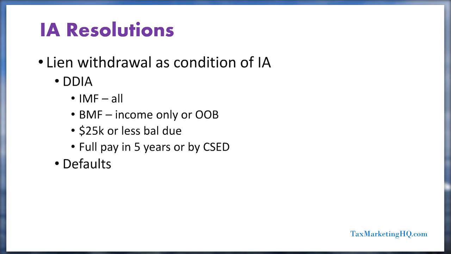So there are certain situations where a lien withdrawal is essentially an automatic condition of the installment agreement. This was started in 2011 as part of the Fresh Start program, expanded a little bit in 2012. But in particular, the conditions for this are pretty straightforward. A direct debit installment agreement, DDIA.